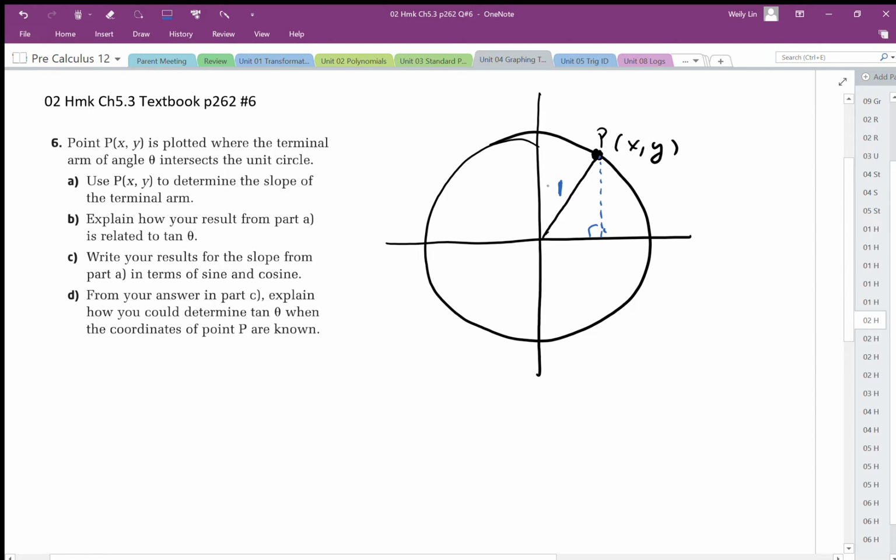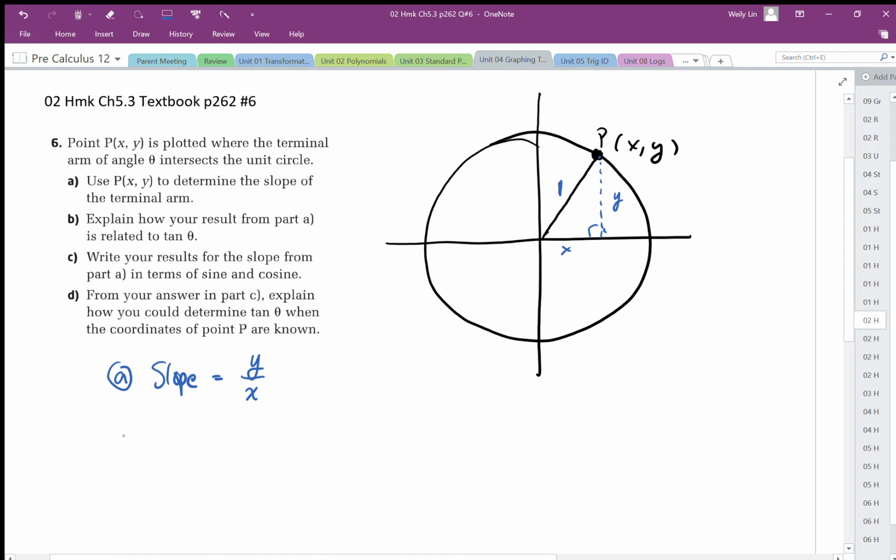And we can then use that point xy to determine the slope. So for part A, slope is equal to rise over run. Well, that's x and that's y, and that's going to be rise over run. Okay, so slope is equal to y over x.